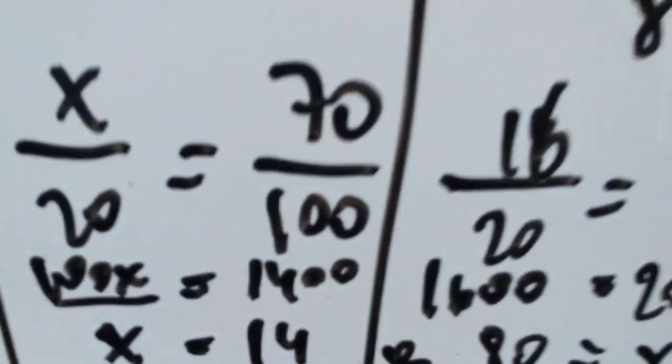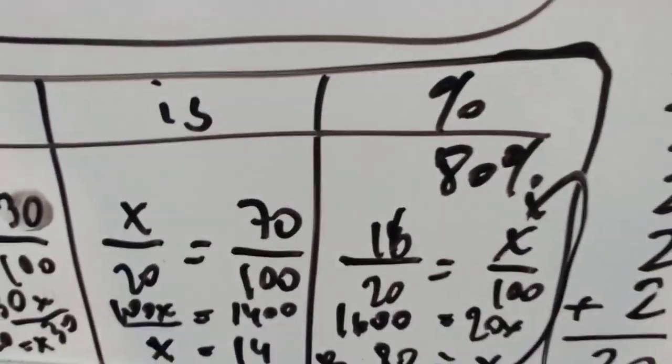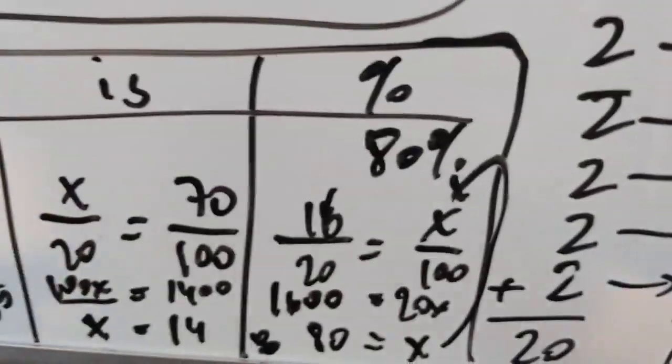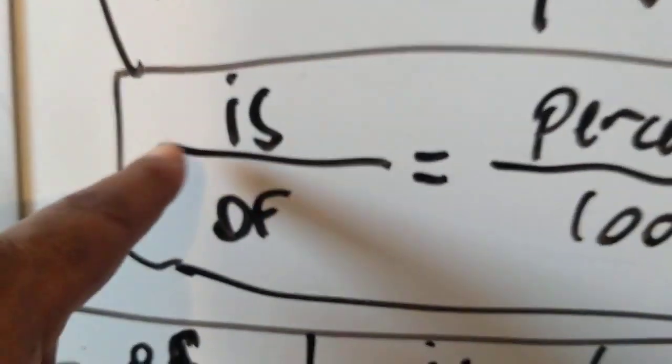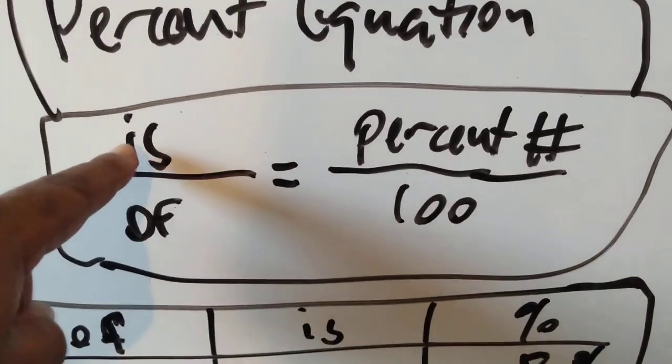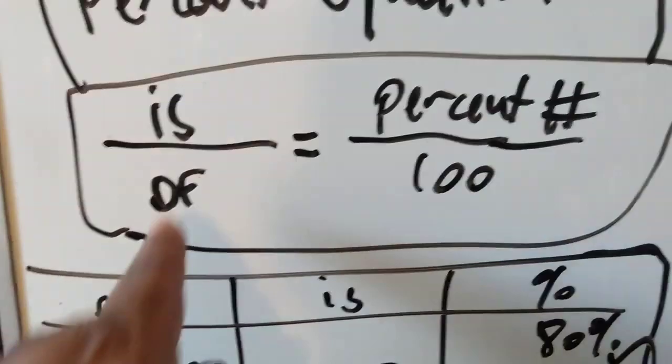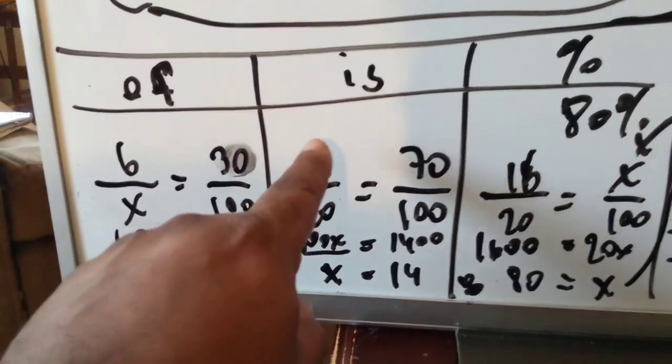But let's see how to do it mathematically. Mathematically, we're going to zoom over here. And the is part is what we're trying to find. So the is is going to get the X. If we're looking at the formula, it said what is. So we've got to find the is part. So is, in the equation, is what we've got to find. All this other stuff is given to you. The of is of 20. So of is 20, right? And then the is you've got to find.